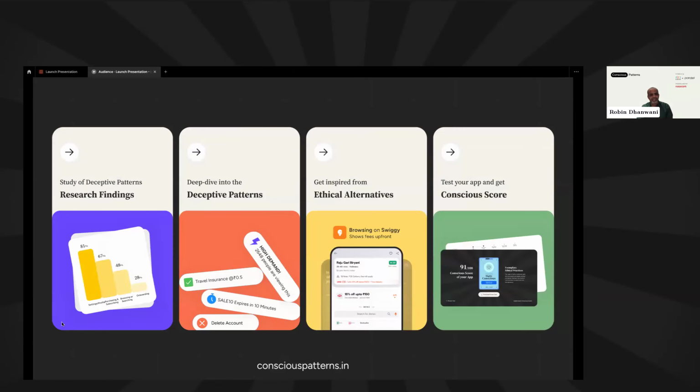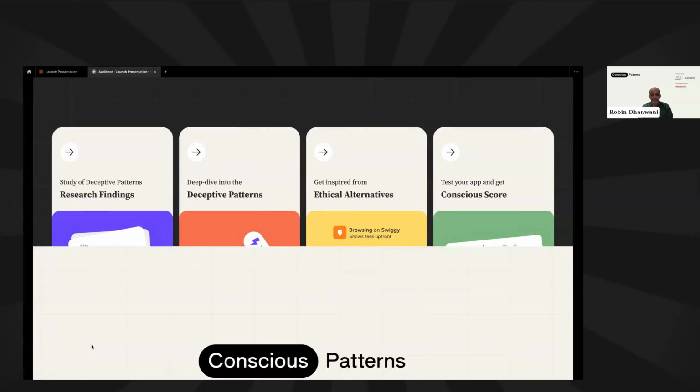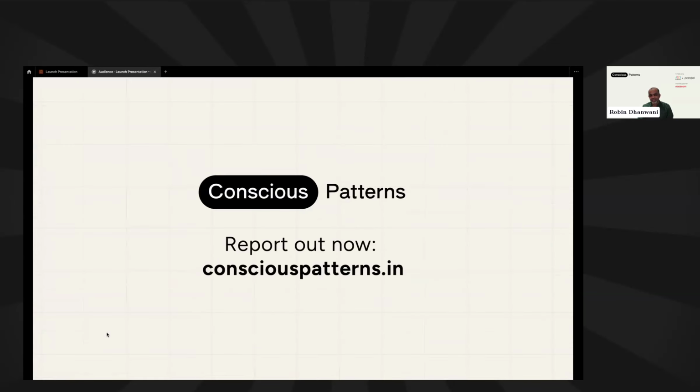So, summarizing, these are the four things we have on the resource. You have all the findings available from this activity. You have a guide to all the deceptive patterns. We have an ethical inspiration gallery, and we have a conscious score calculator. And the report is out now. You can go and check it out. We hope that this entire set of tools and resources will help us start being more conscious in our design and start making our apps more conscious.